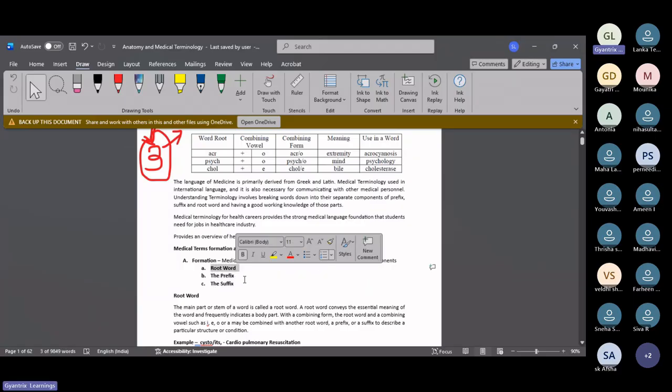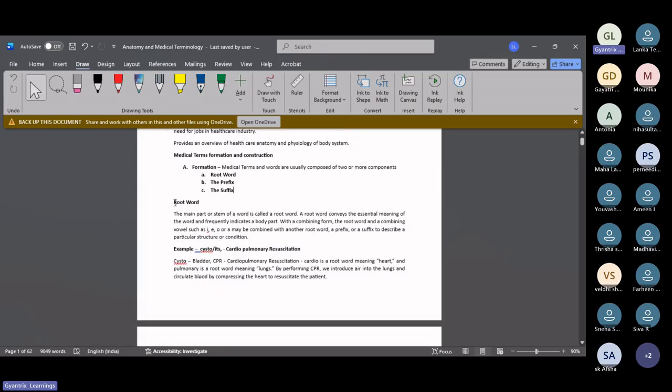So the root word mainly indicates the body part. The prefix is the word which we add before the main word or the root word. And the suffix is what we add at the end of the root word, right? So whatever you can see, like itis, cyanosis, ology, at the end of a root word is considered a suffix. At the start of the word, hyper, hypo, tachy, brady, all of these are considered prefixes.